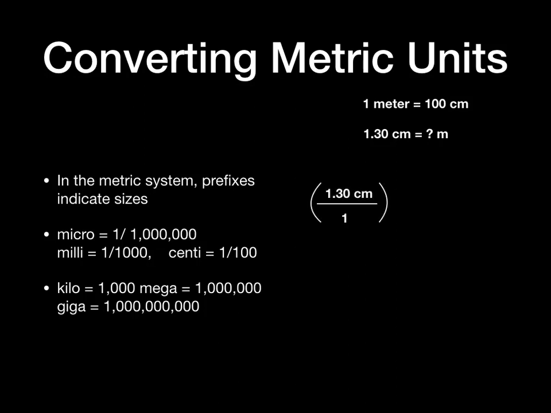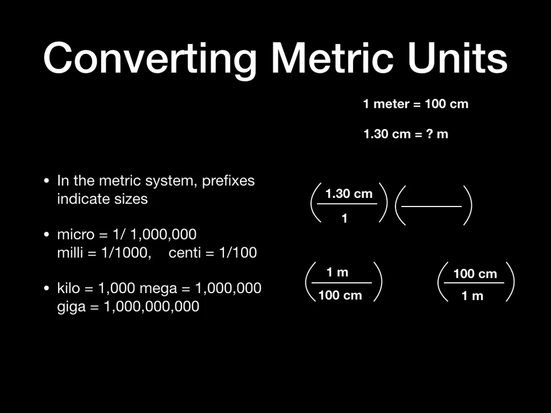So we've got 1.30 centimeters over 1. Then we need to set up a conversion factor. Now, our conversion factor again could be written as 1 meter over 100 centimeters, or it could be written as 100 centimeters over 1 meter. Well, the one that we pick, this is where the units come in. We let the units guide us.